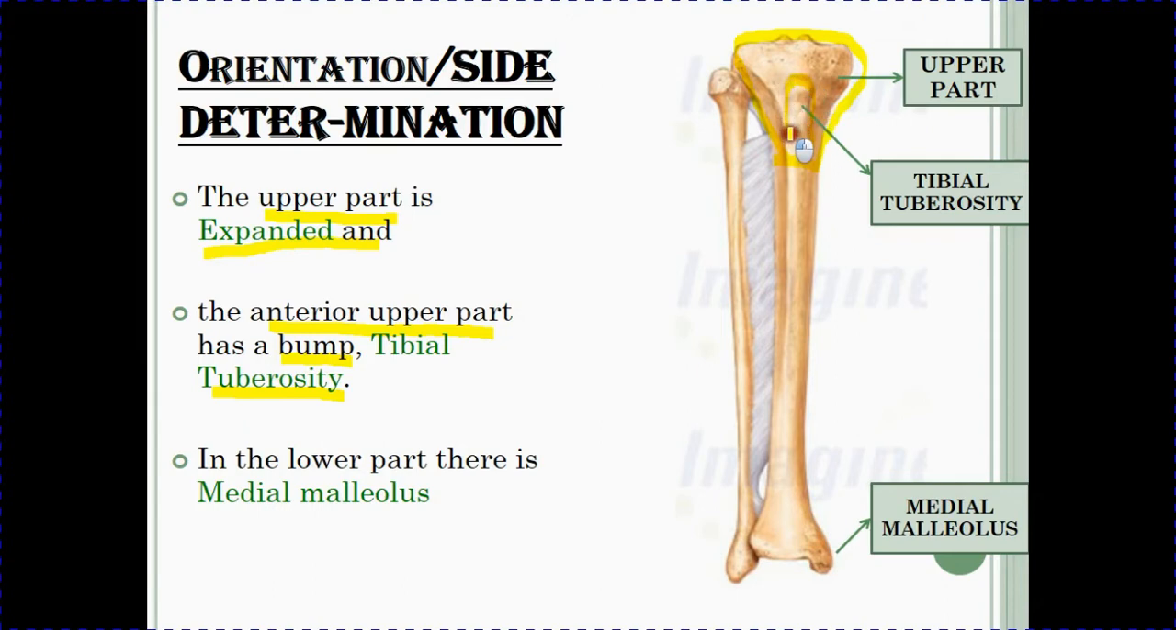The third important point is that in the lower part there is a projection of bone which is called the medial malleolus. When you look at the lower part of the bone, there is a projection of bone projecting downward, which is called the medial malleolus. So when you fulfill these three points, you will be able to determine the side of the bone.